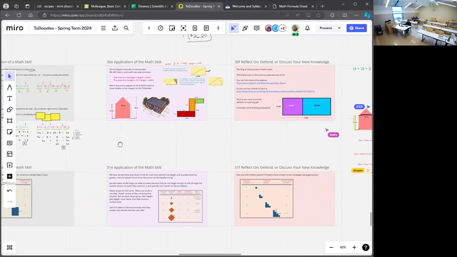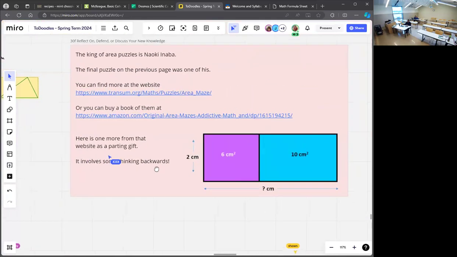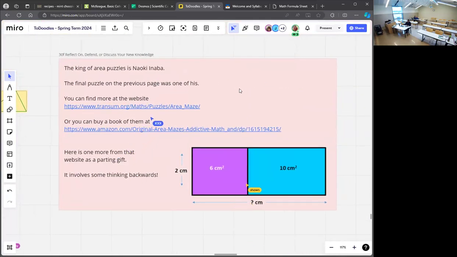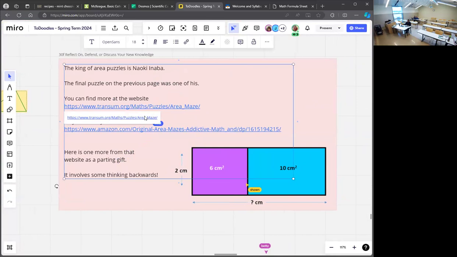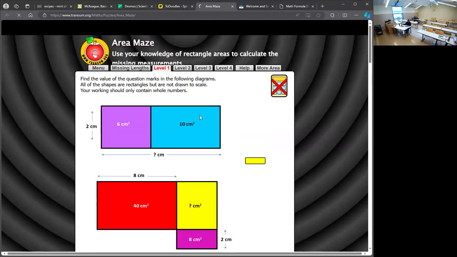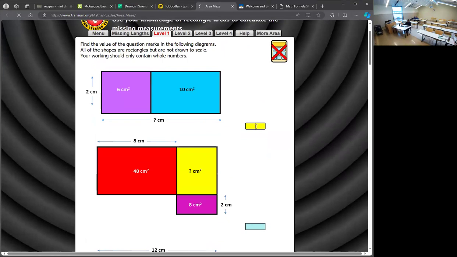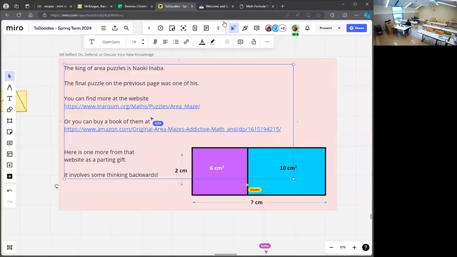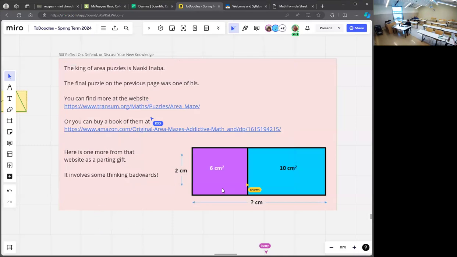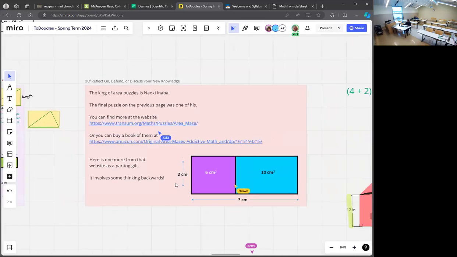Back to our doodles. So the king of these area puzzles, if you want more practice with them, is named Naoki Inaba. And if you go to a website here, then you can find lots more of them. And I think if you highlight this, you get the answer or something. Somewhere there's a way to get the answer. You can also buy a book if you want to spend money. And if you want to do one at home with your friends and family, then here's one more to do at home.